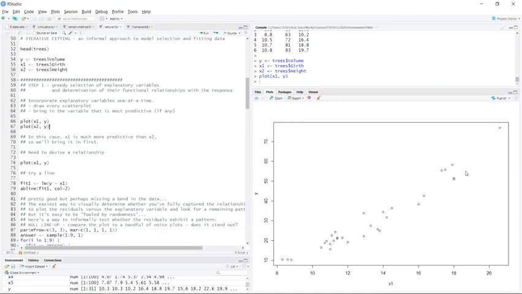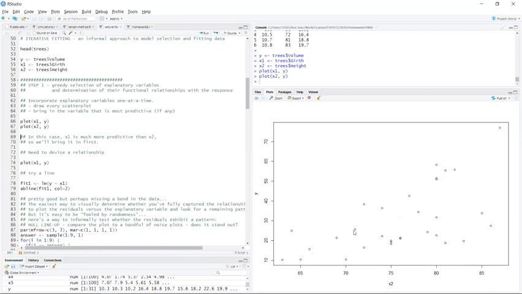All right, so if I wanted to estimate volume from girth and height, what would I do? What approach would I take personally? That's what I'm describing here. I would plot each one. I would do the scatter plot of volume versus girth and volume versus height, and just figure out which one is more predictive. That would be my first step.